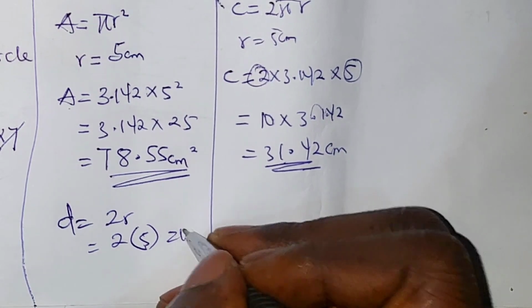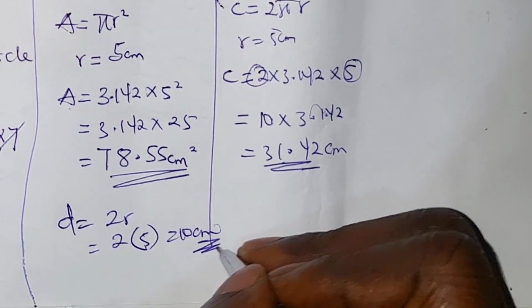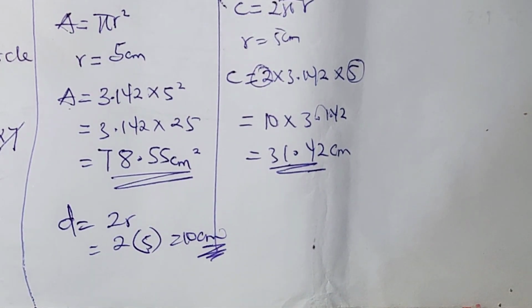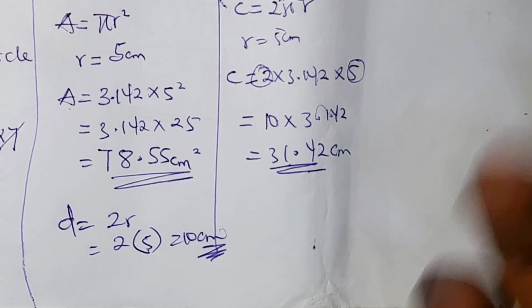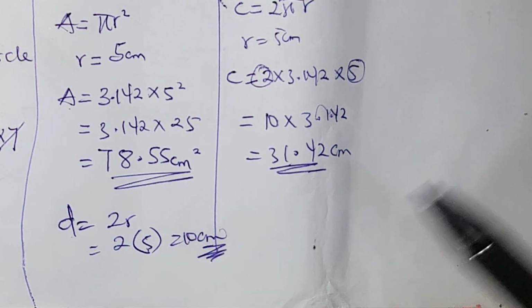5, and that should give us 10 centimeters. Some of these things you don't even need to solve. It might not even come in section B of your exam. It will be section A, for diameter, radius, and those things.